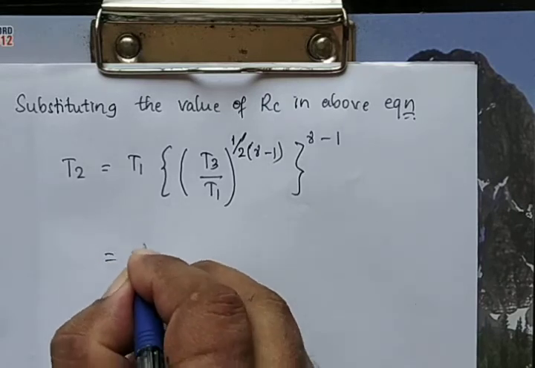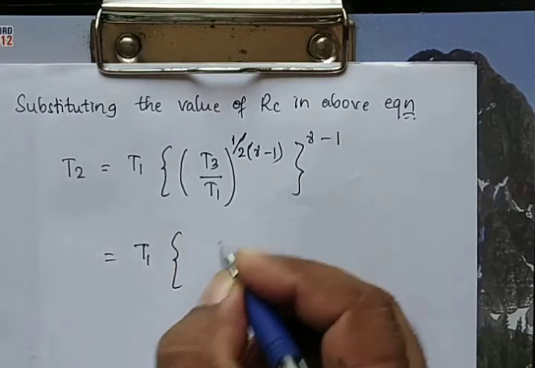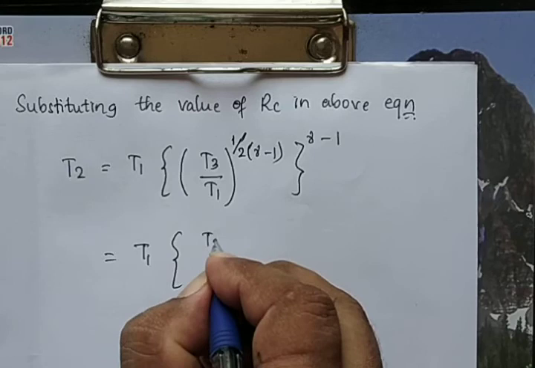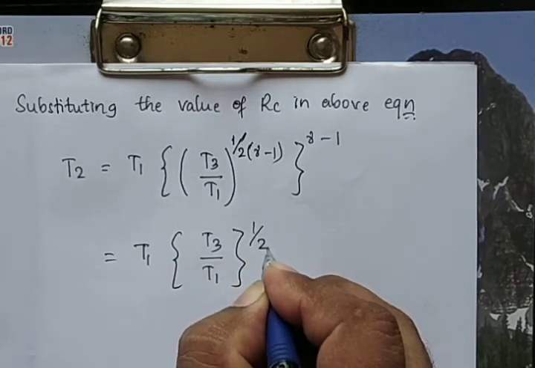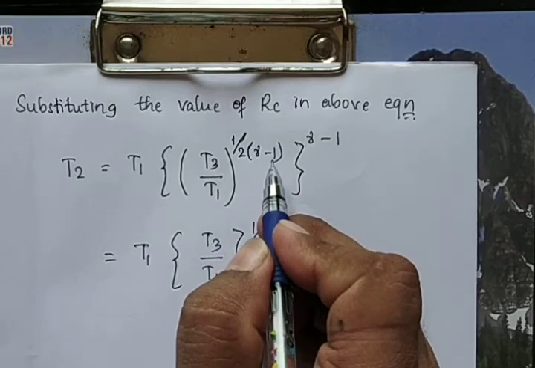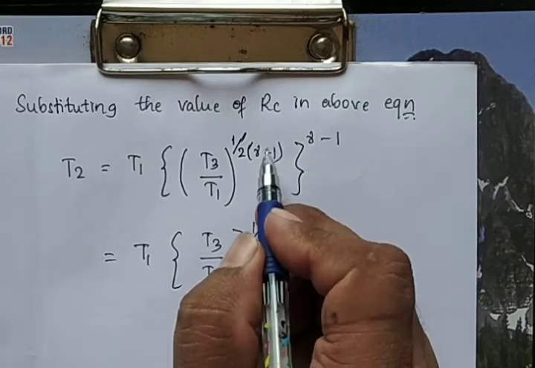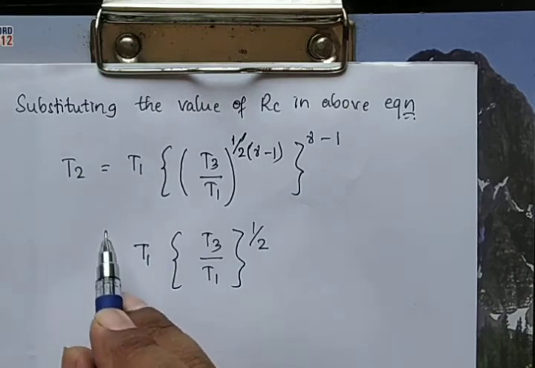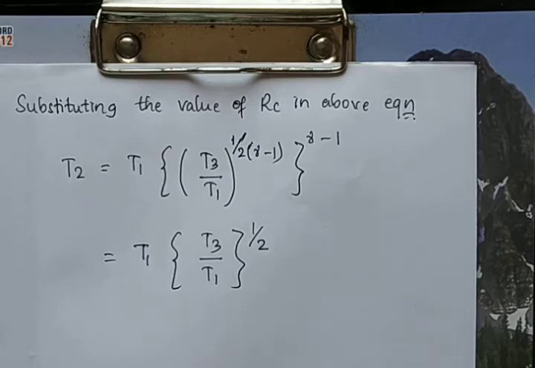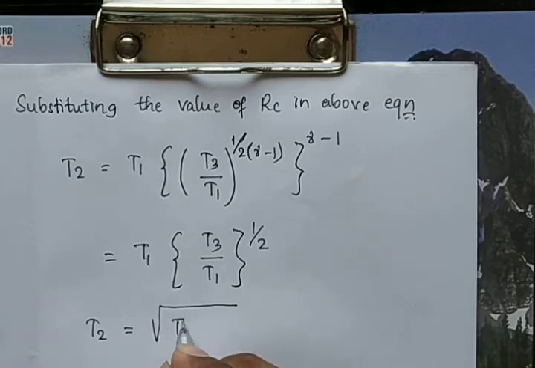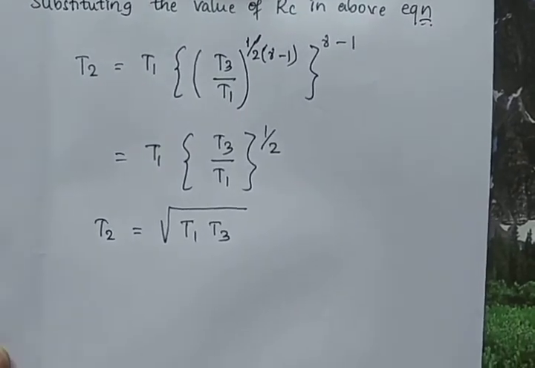If I solve this, I will get T3 by T1 whole raised to half. In the denominator I have gamma minus 1, in the numerator I have gamma minus 1. These two terms will get cancelled. So I will get T2 equal to T1 into T3 by T1 whole raised to half. By solving this I get T2 equal to T1 T3 whole raised to half, that is root of T1 T3.